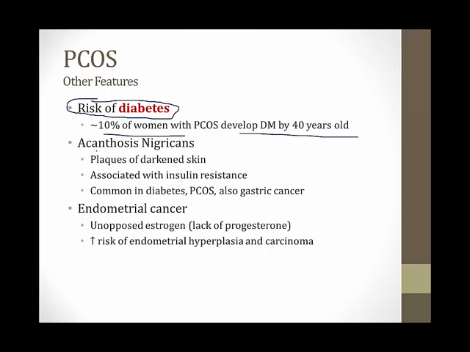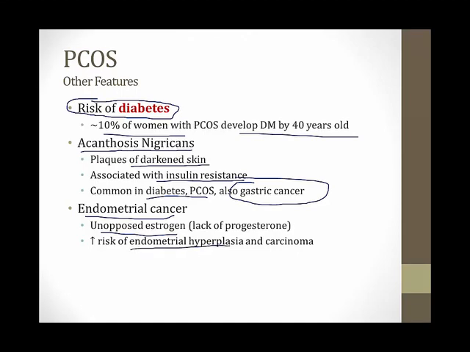Another clinical finding you can see is acanthosis nigricans. These are plaques of darkened skin. They are associated with insulin resistance, and they are common in diabetes as well as PCOS. You can also see them in gastric cancer. And then finally, there is a risk of endometrial cancer. There is unopposed estrogens in this disorder. Women are not making progesterone, but they are making estrogens from their adipose tissue. This can drive endometrial hyperplasia, and this increases the risk for endometrial carcinoma.